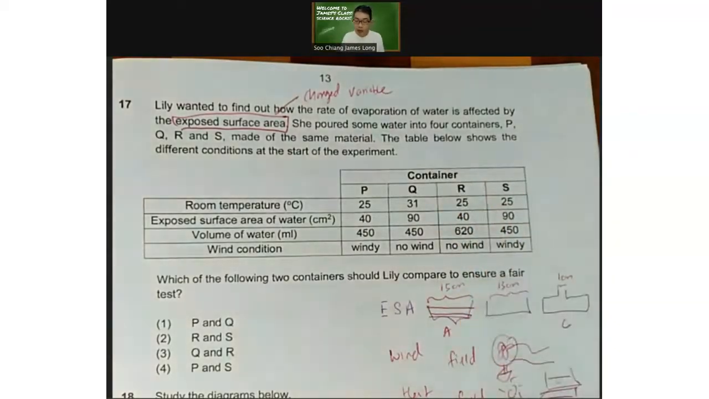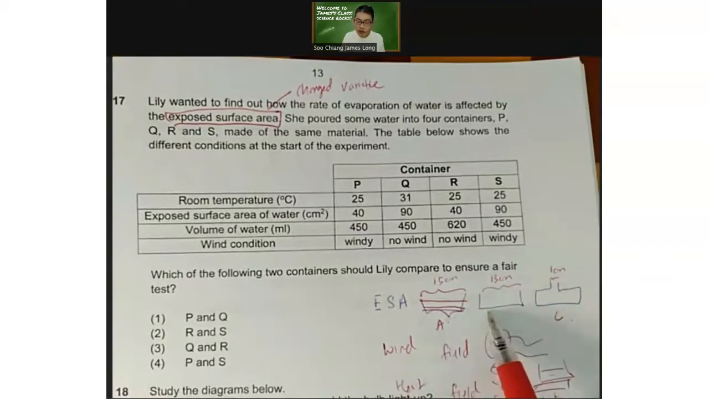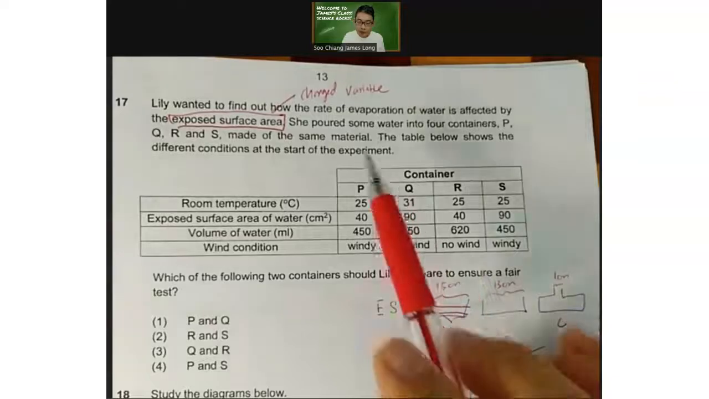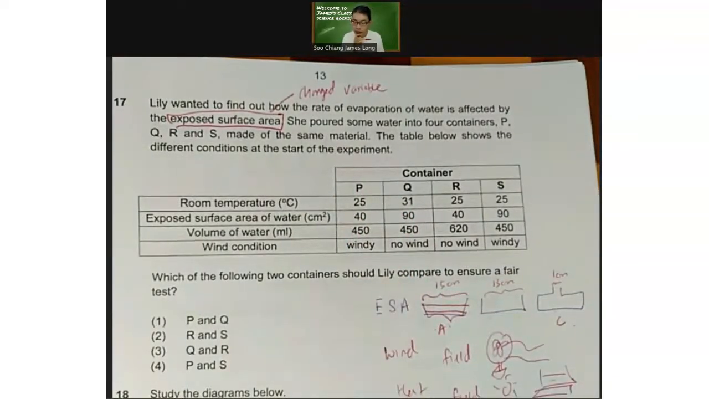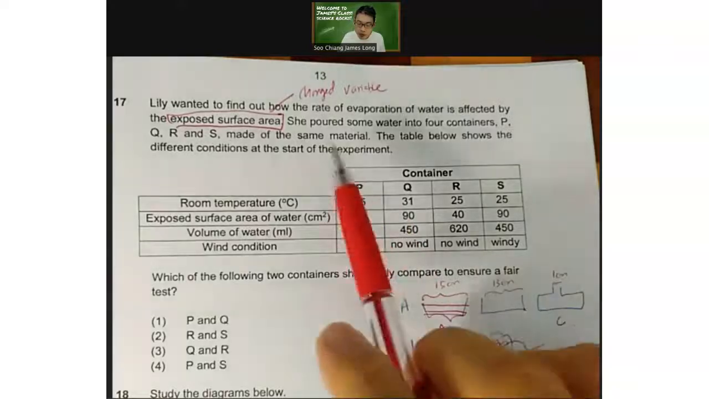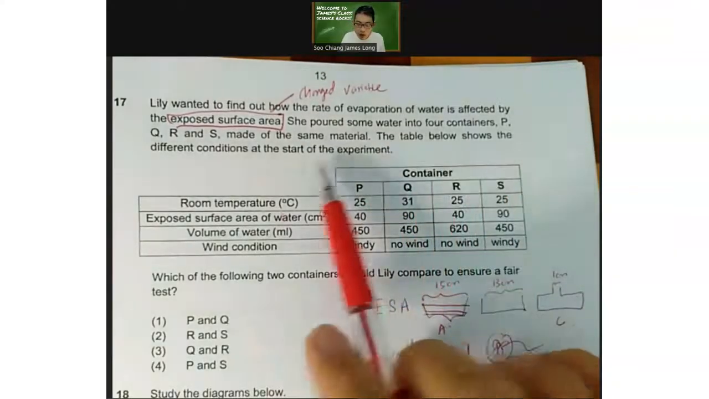But we're not sure about the shape. Shape is not given to us. I'm going to assume the shape is the same right here because the shape will affect the exposed surface area. If the shape is the same, then exposed surface area is the same. So maybe the shape is different, I don't know. The table shows the different conditions.